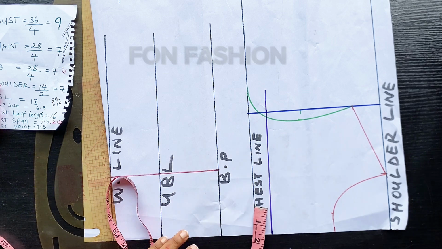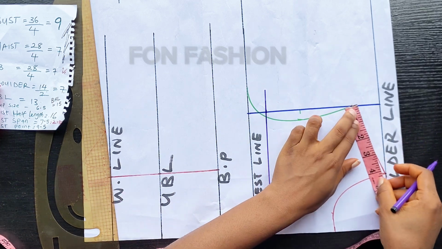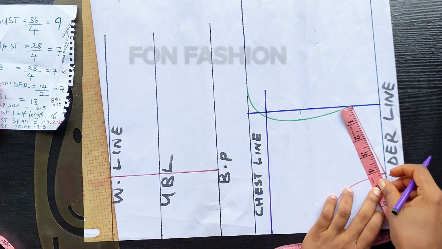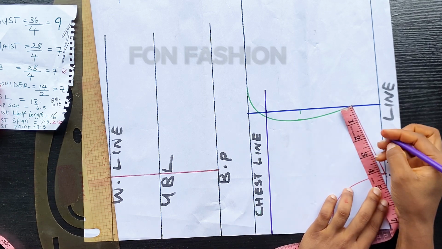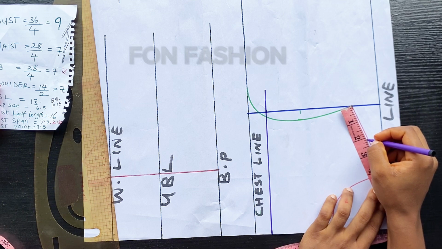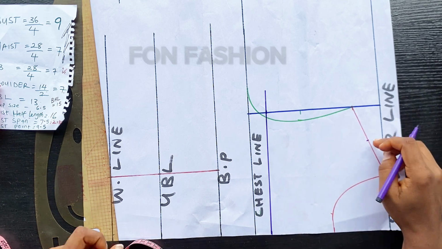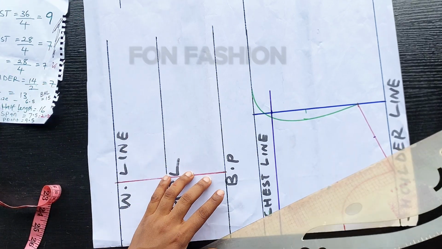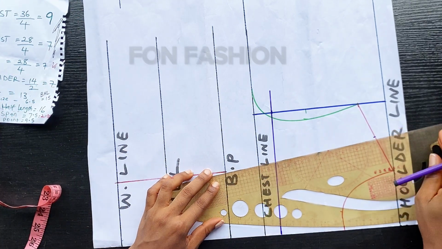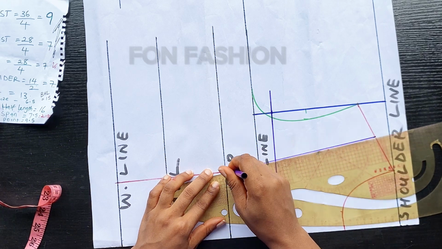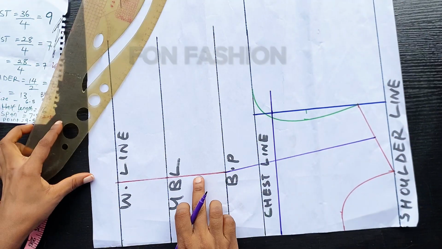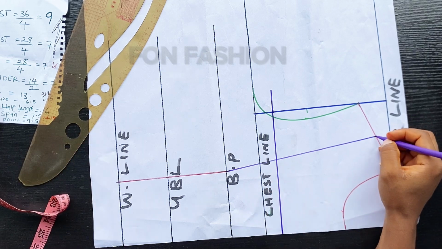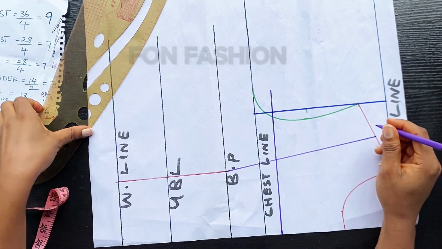To extend the line up, you have to divide the shoulder measurement by 2. Whatever is left on your shoulder measurement, you divide it by 2. Then connect it to this bust point. That will be your dart line for the up. Or alternatively, you can just extend this line up, but for me, I prefer this particular method.